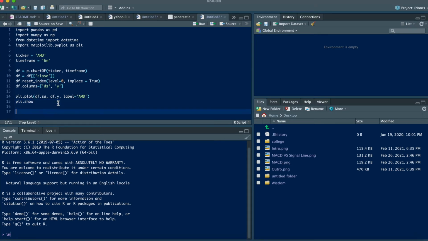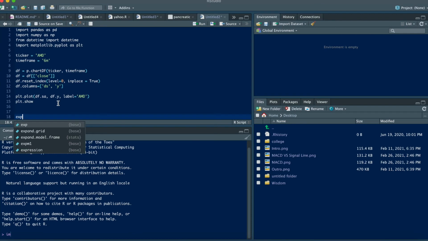So the next thing is we need to go down a few lines and make it more specific. So we're going to write experiment 1 is equal to df.y.ewm for the span is equal to 12, and then adjust is equal to false, and then we go out of parentheses and just write the mean of it.